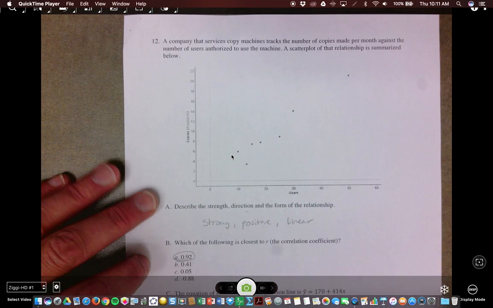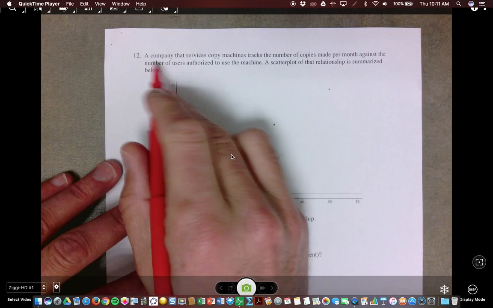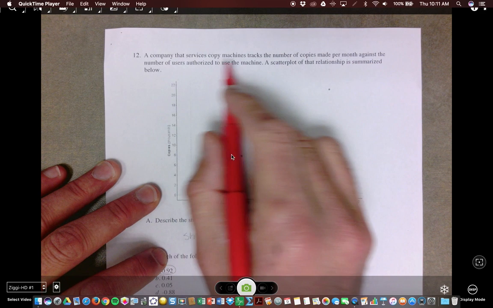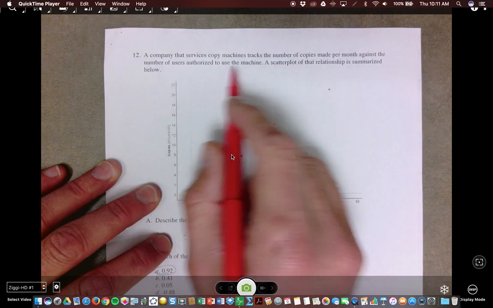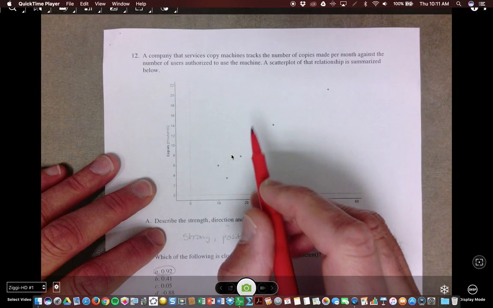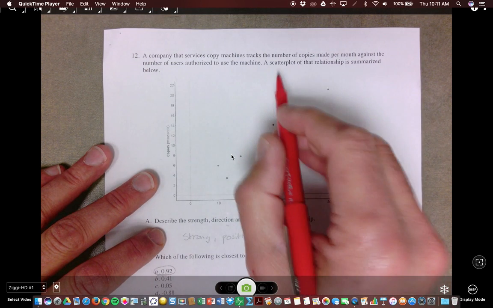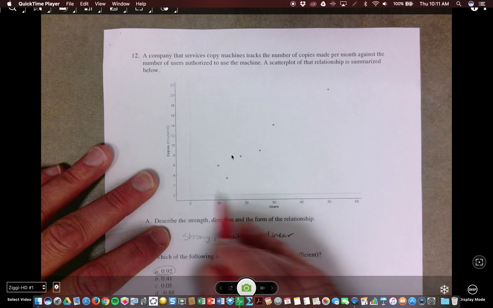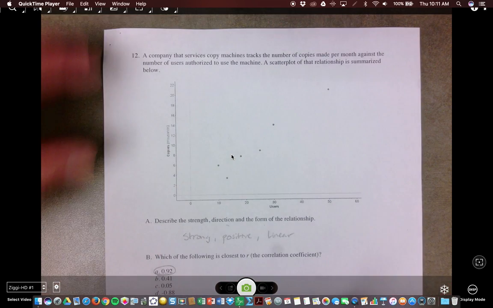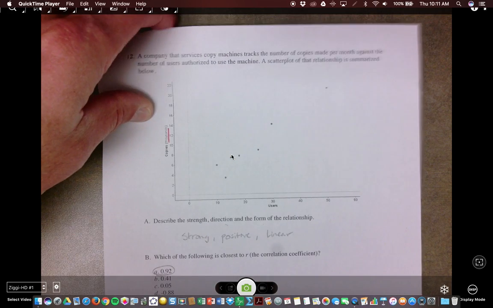Okay, last page then. We also did some stuff with linear regression and correlation. Here it says a company that services copy machines tracks the number of copies made per month against the number of users authorized to use the machine. So I'm thinking that maybe like a university, there's a certain number of people that are authorized to use different copy machines, and then we want to keep track of the number of users versus the number of copies made. And keep in mind that this is in thousands over here on the vertical axis.